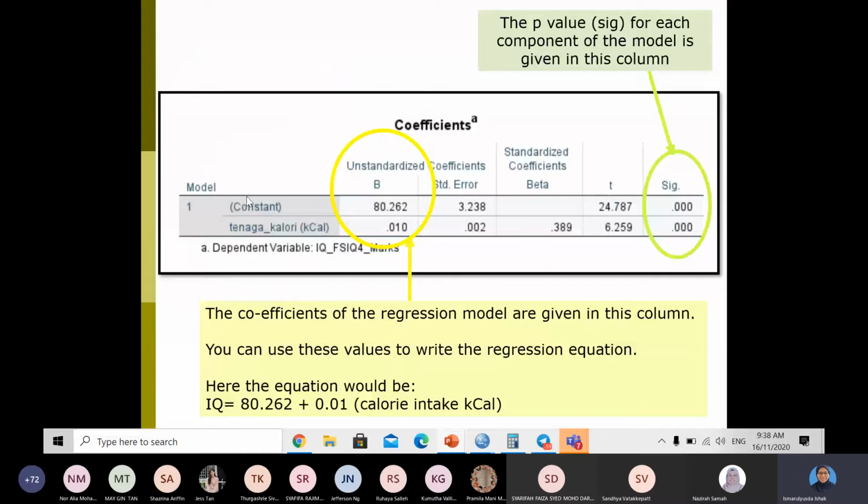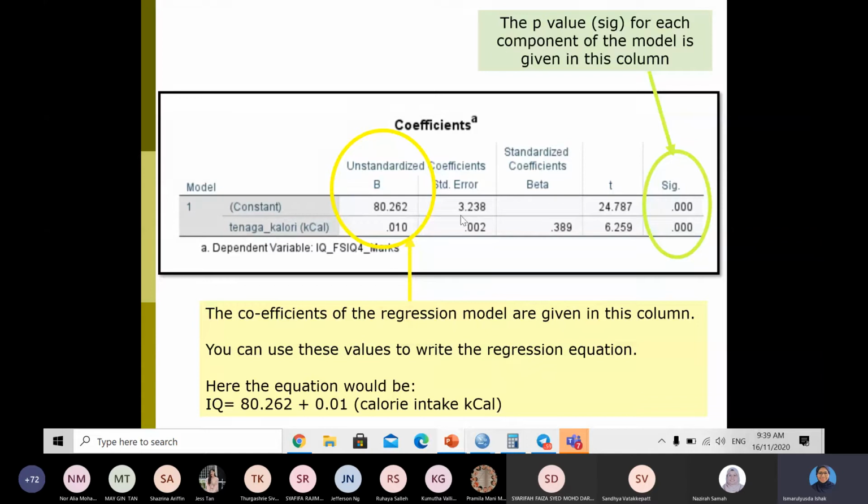Okay, so these are the important results, the coefficients. Look at here. This is your dependent variable, and the calorie is your independent variable. Look at this Sig. Wow, significant. The p-value, Sig, for each component is given in this column. That means your calorie significantly predicts your dependent variable, and the value is 0.01.